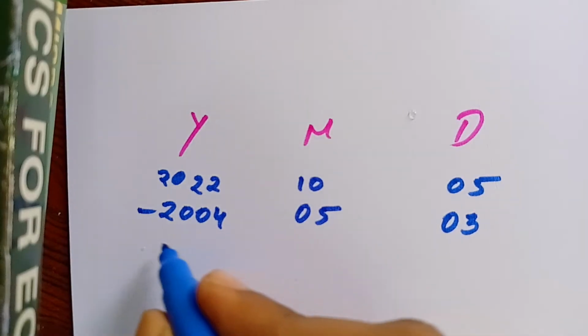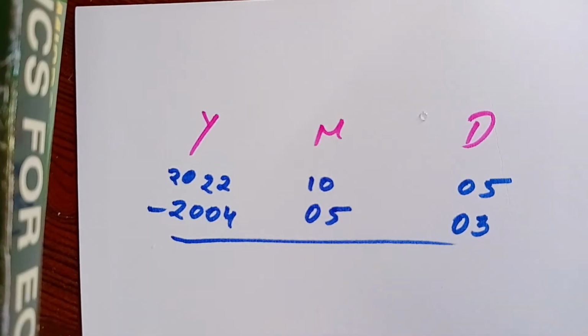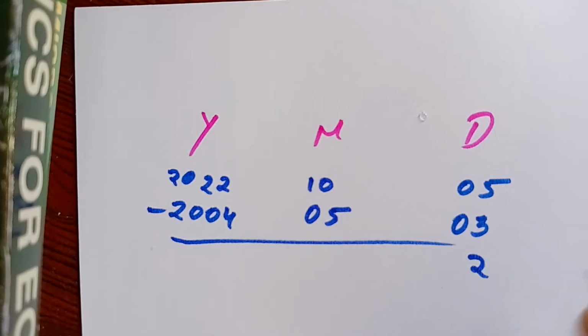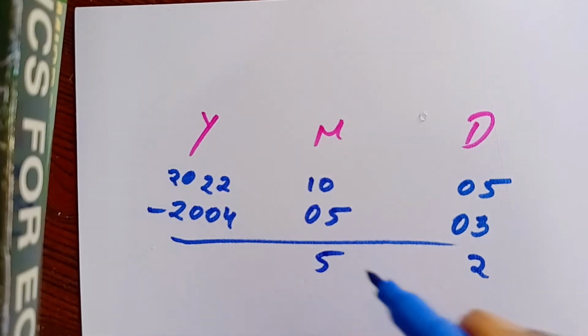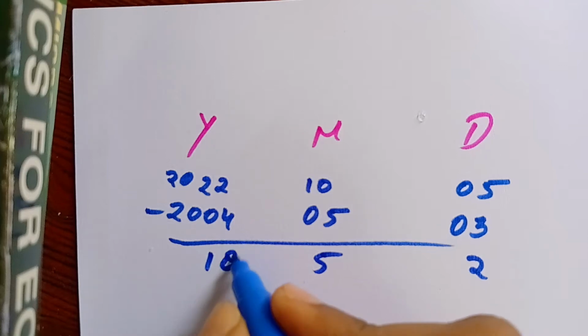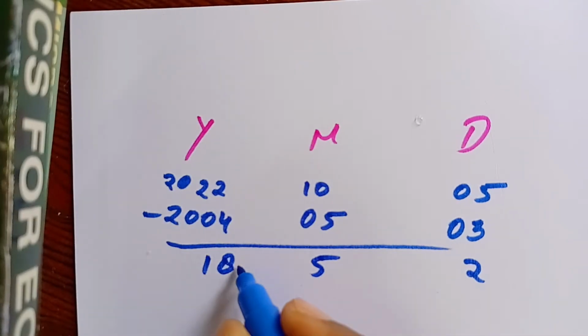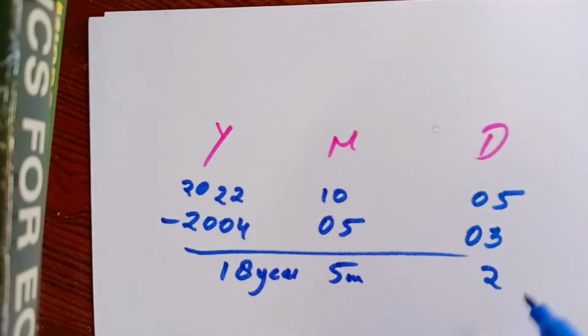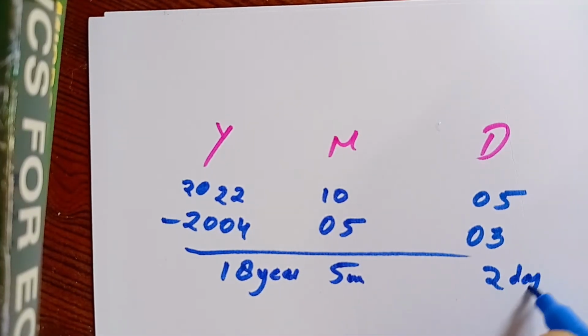So it can be done simply like a subtraction. 5 minus 3 will be 2, 10 minus 5 will be 5, and here it will be 18 years. It means that the person is 18 years, 5 months and 2 days.